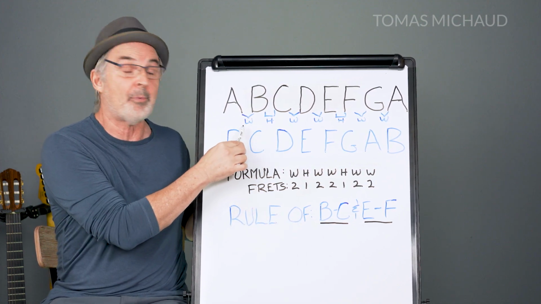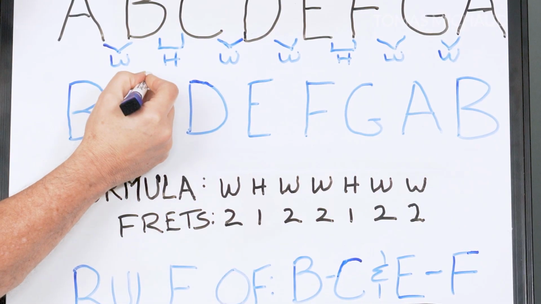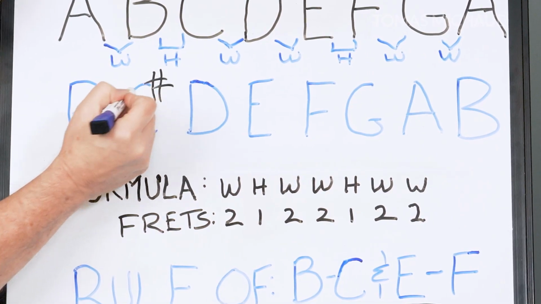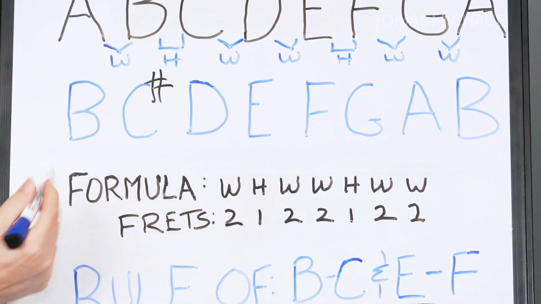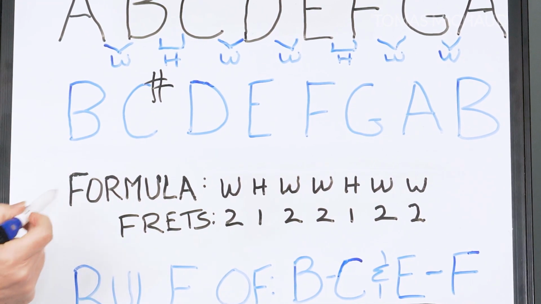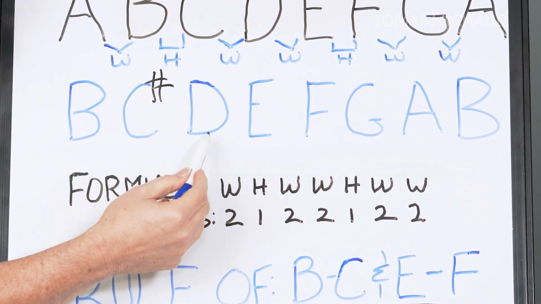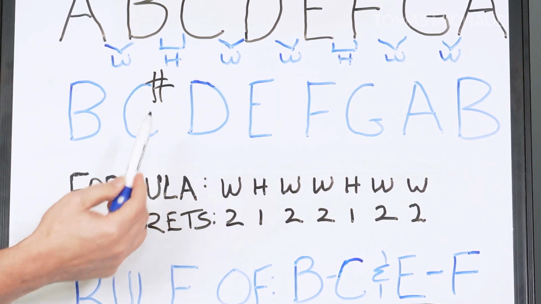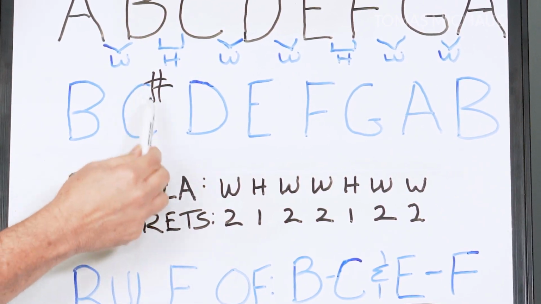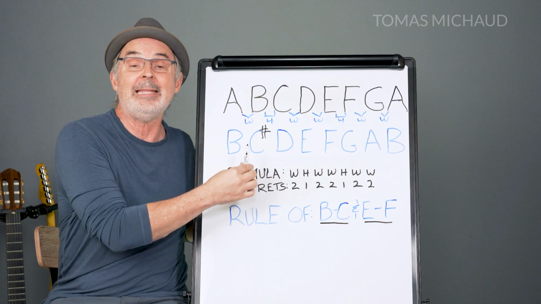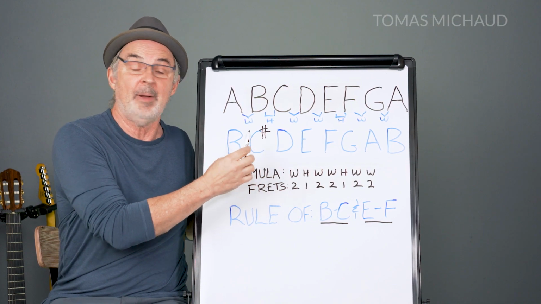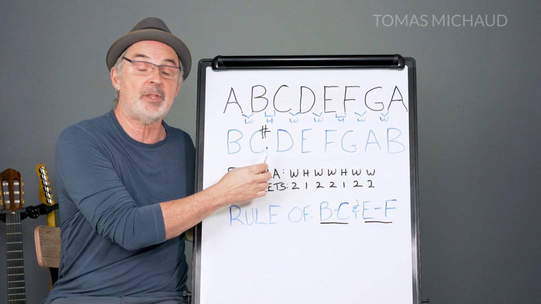But we need a whole step, remember, for the formula? So we're going to make that B sharp, and that raises it up a half step, makes it 1 whole step. Then from C sharp to D, we need a half step. Well, it is a half step now. From C sharp to D is a half. If it was just C natural, it wouldn't be. It'd be a whole step. But C sharp to D is a half step.